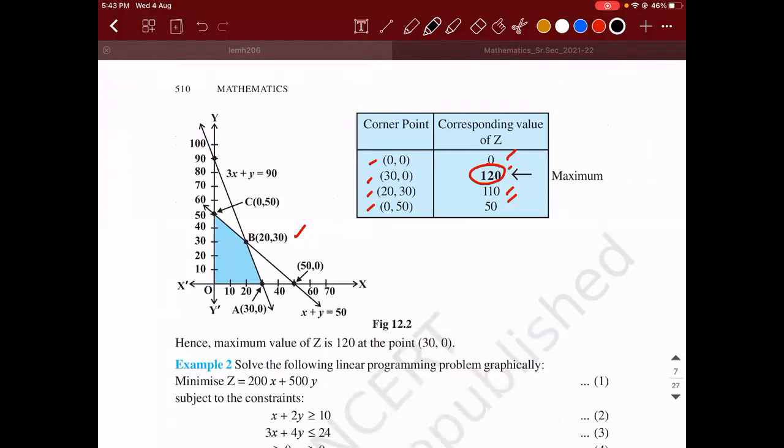We have done 0, 50. But see, 0, 50 will give you a value. Try to understand, Rohan. It will give you a value. But out of the 4 corner points, which one will give you the least? You can get it only through the graph here.